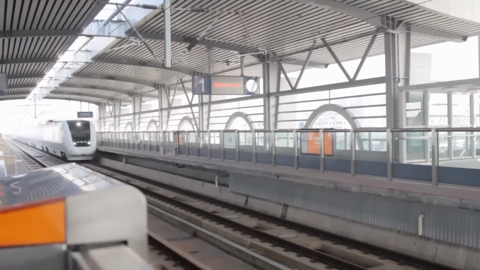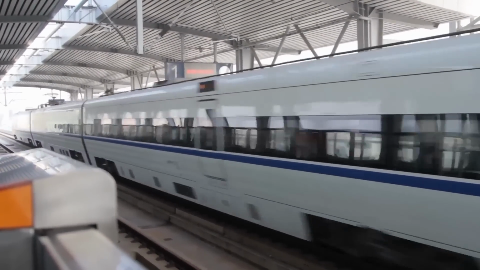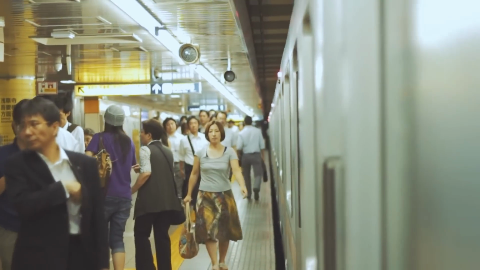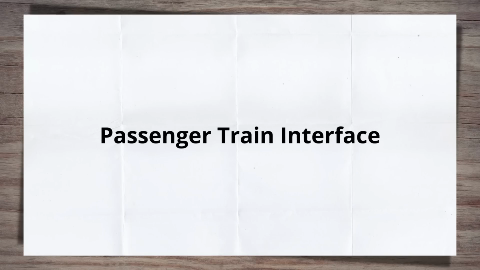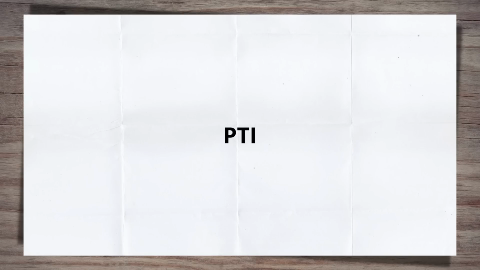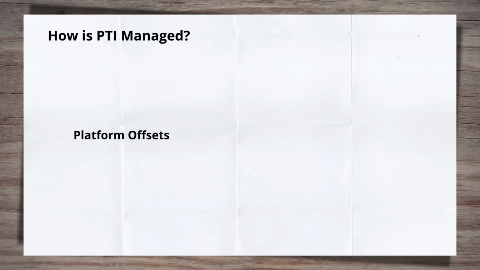Trains need to be able to pass through the platform, sometimes at high speed, without hitting it, but the gap between the train and the platform needs to be minimised to avoid people falling down it. This whole area of risk is known as passenger train interface risk, or PTI risk. So how is this managed? It is managed through two main ways: platform offsets and stepping distance.